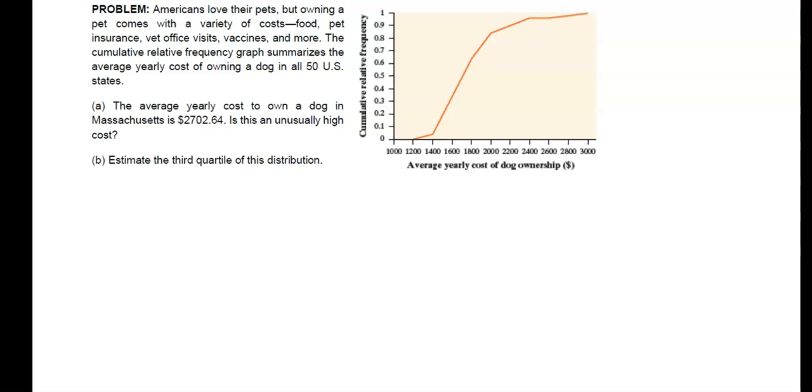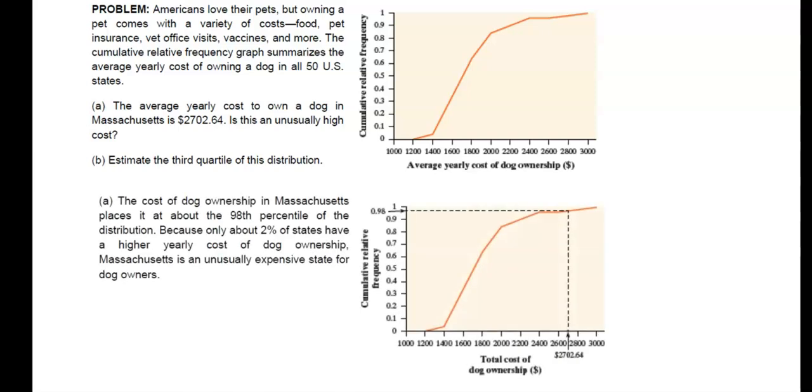So the average yearly cost to own a dog in Massachusetts is, wow, $2,702. Is this an unusually high cost? Does it really cost that much to own a dog? It's kind of incredible. So I don't know. Does it? The average yearly cost. So how would you find that?